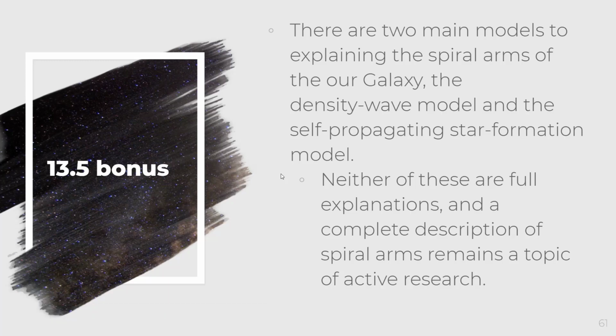Two main models explain the spiral arms of our galaxy: the density wave model and the self-propagating star formation model. Neither of these is a full explanation, and a complete description of spiral arms remains a topic of active research. So just like dark matter, we're not sure which one of these is true, if either one is true. They're just really good explanations: the density wave and the self-propagating star formation models.